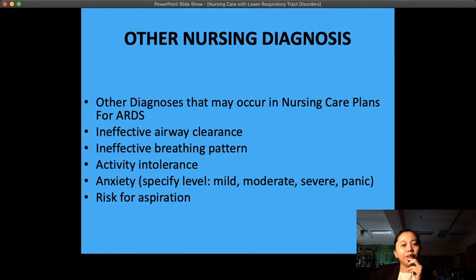Okay, so other diagnoses that may occur in the NCP for ARDS, we have ineffective airway clearance, ineffective breathing pattern, activity intolerance, anxiety. You have to specify the level. Is it mild, moderate, severe, panic, or risk for aspiration?